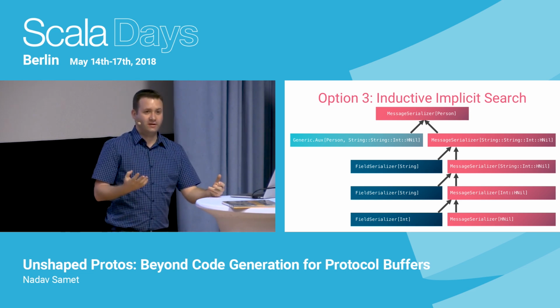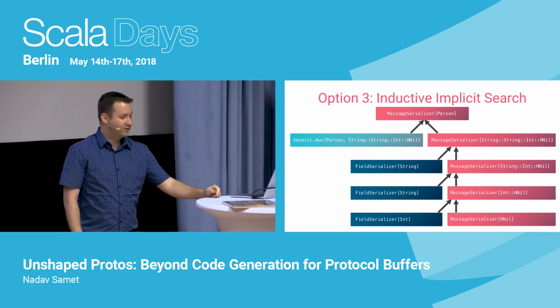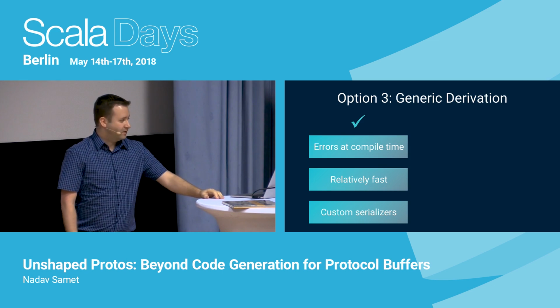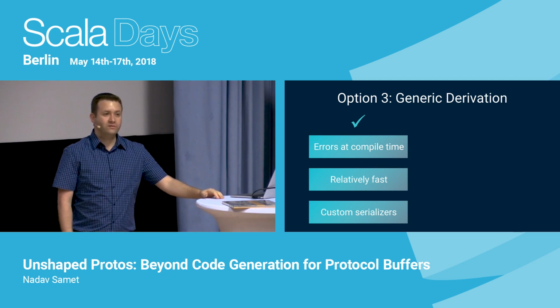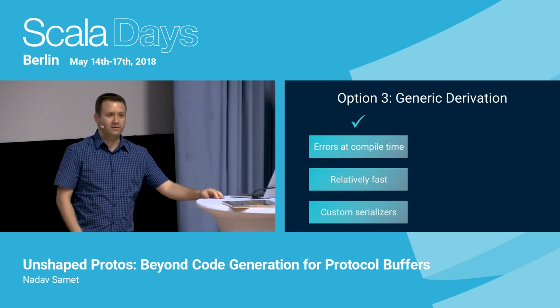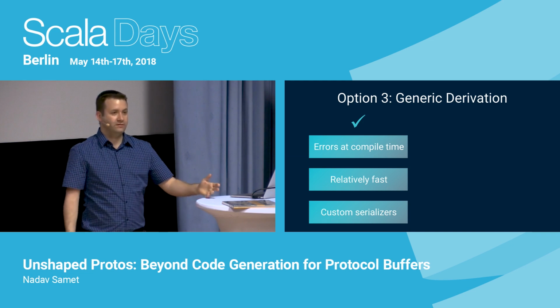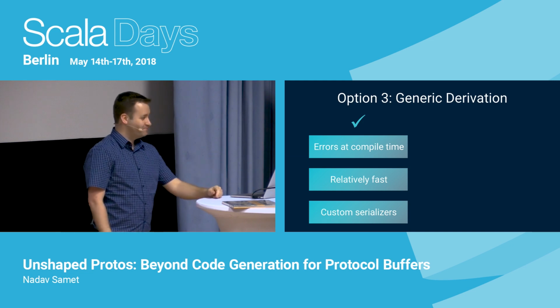And the code that gets generated is pretty efficient. So let's review that. We finally get errors at compile time. If the case class that we're trying to serialize contains something that we don't know how to serialize, like a UUID or something we didn't plan for, the implicit search will fail. So we'll know at compile time that we cannot create a MessageSerializer.